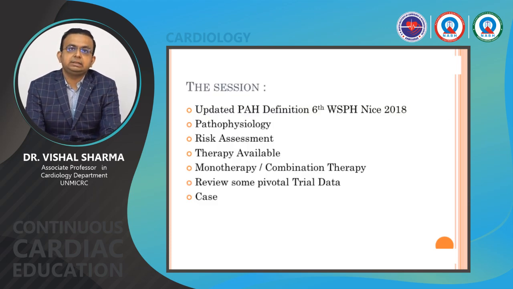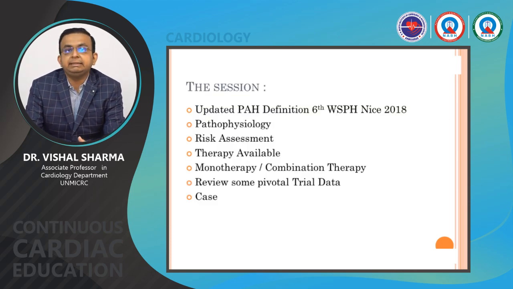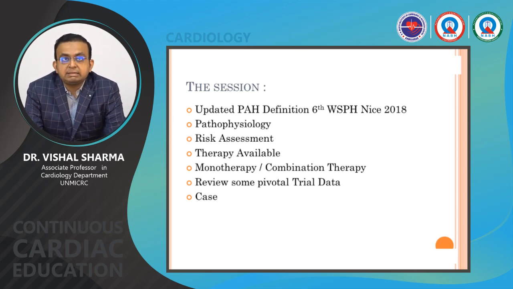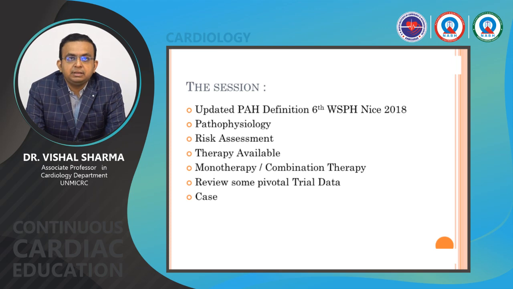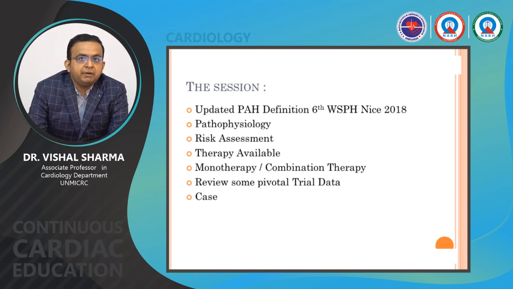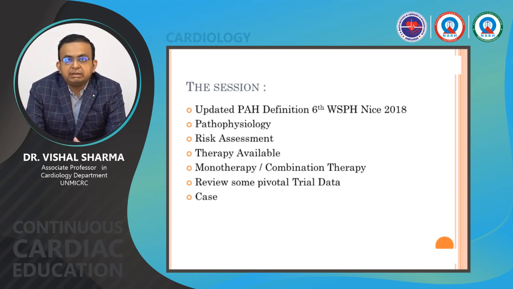So in the next 30 to 40 minutes, we'll be talking about the updated definition of pulmonary arterial hypertension, the pathophysiology behind this disease, the risk assessment in these patients, the therapy that is available for these patients, whether to go for mono or combination therapy. Finally, we'll review some pivotal trials and end up with a nice, interesting case.